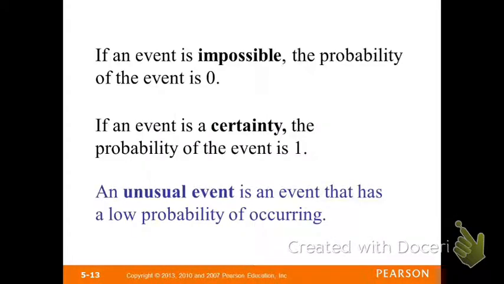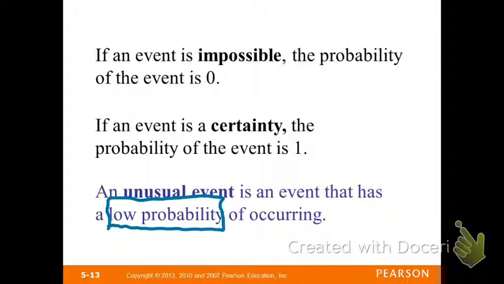If an event is impossible, the probability of the event is 0. If an event is a certainty, the probability of the event is 1. Okay, and an unusual event is an event that has a low probability of occurring. Now, low probability is relative, right?